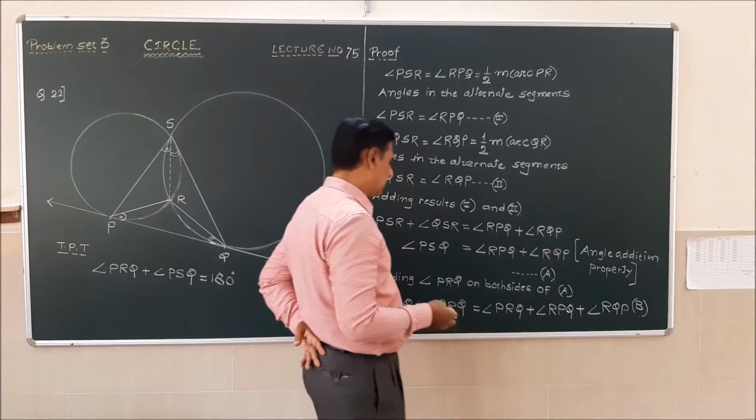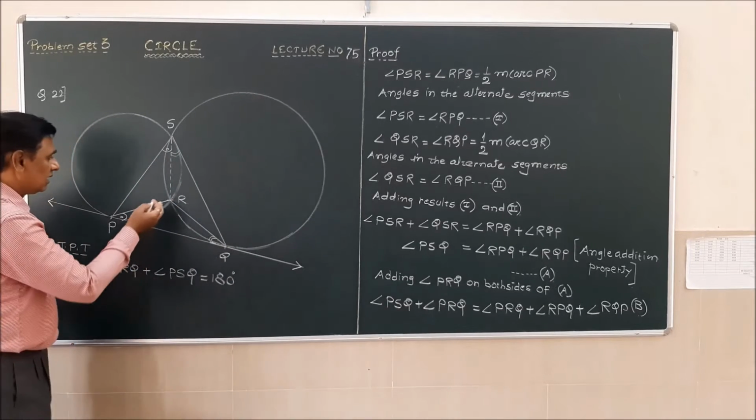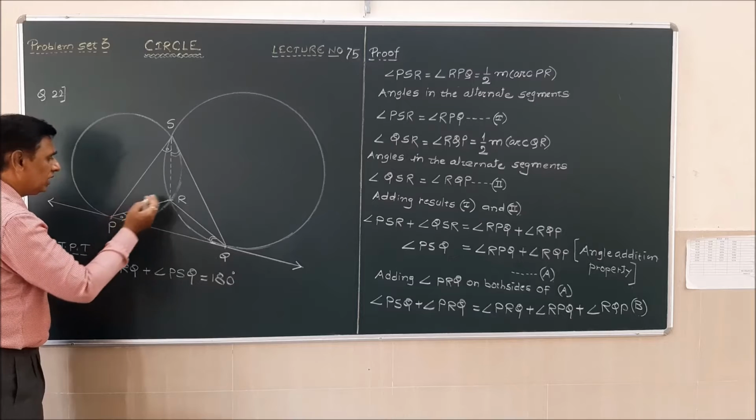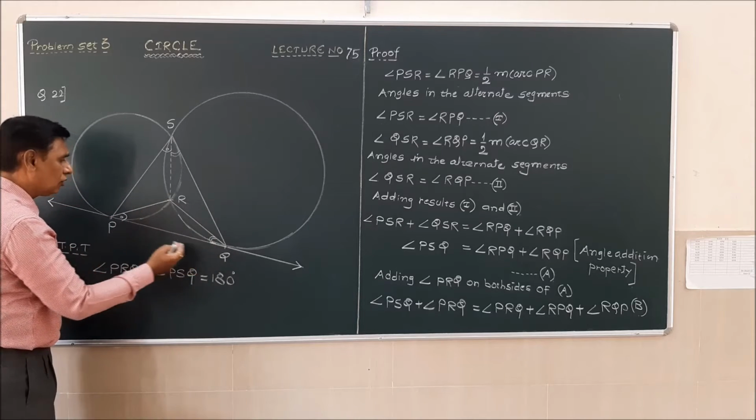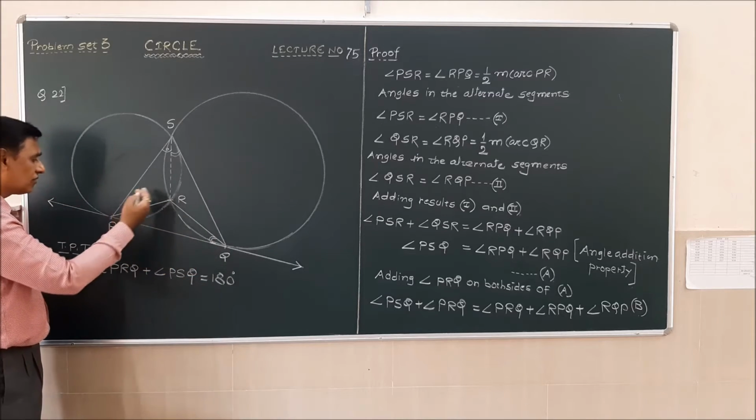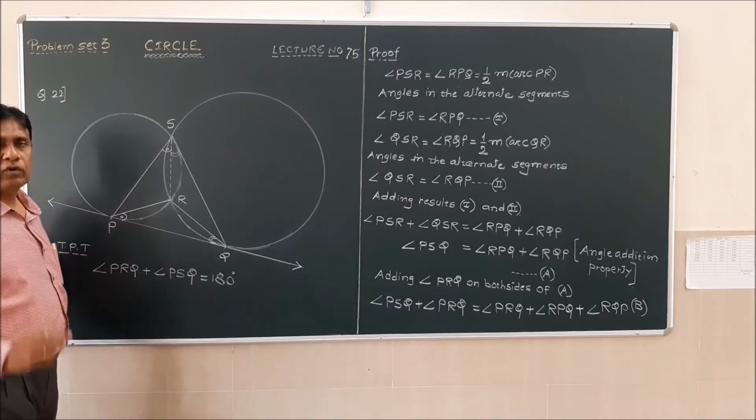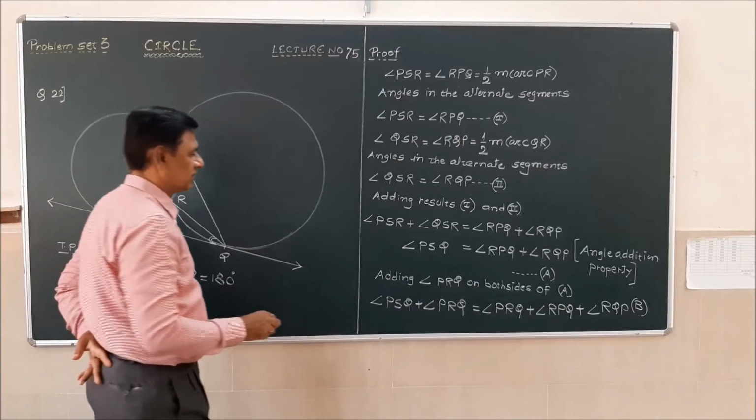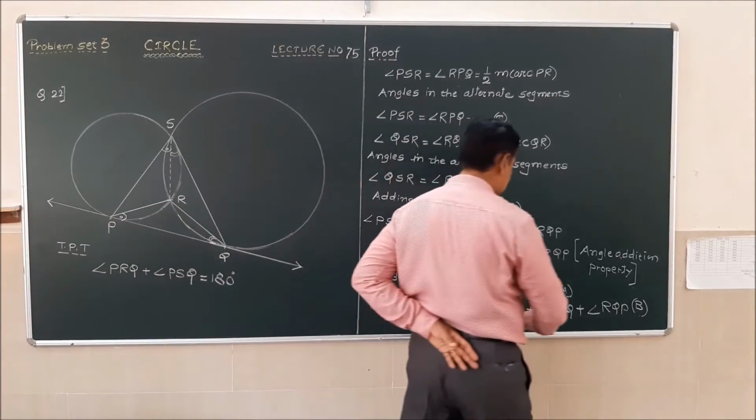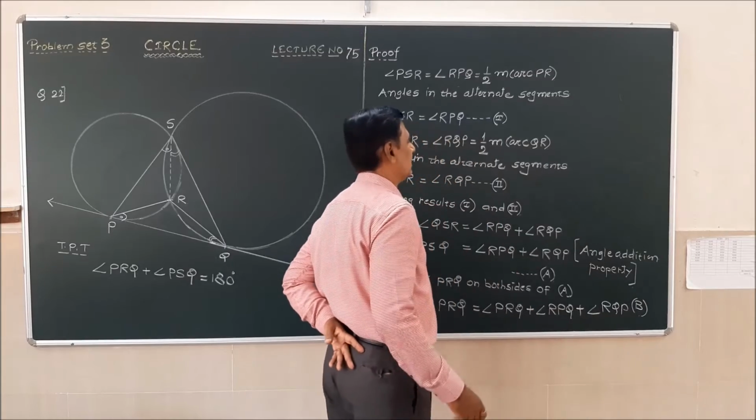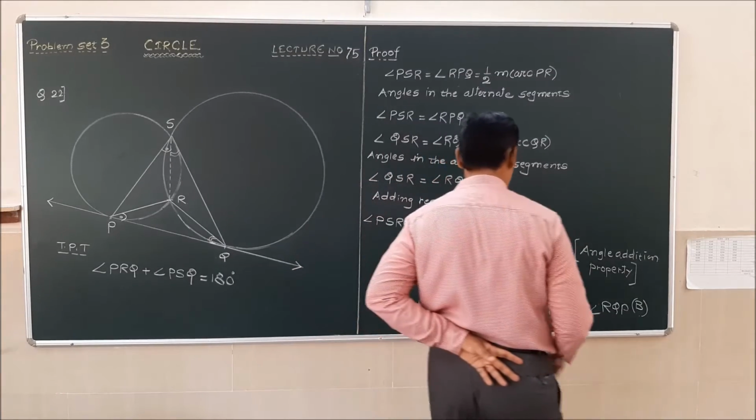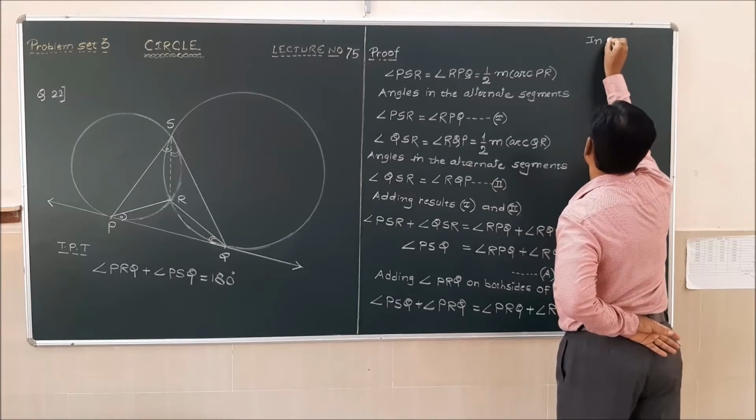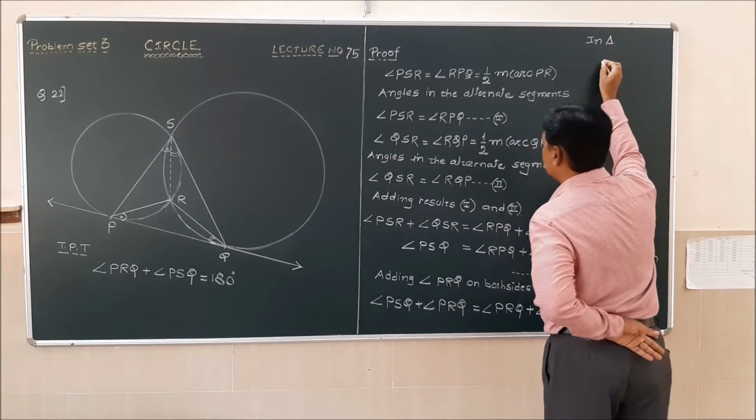But we will notice one thing very easily, that RPQ, PRQ and RQP, these are the angles of triangle PRQ, and the sum of the angles of a triangle is 180. So if I write here that the sum of all these angles is equal to 180, then I'll substitute over here. So angle in triangle RPQ.